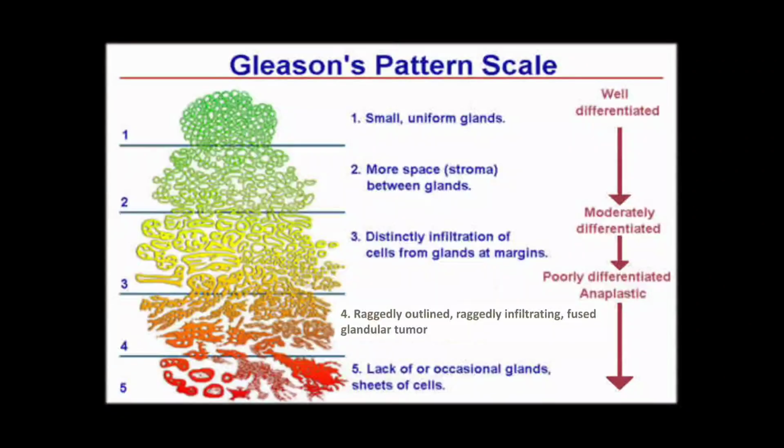So for example, these are the different morphological patterns. Like I told you, the most common morphological pattern is gland formation. So if there are small uniform glands, we give it a score of 1. If there is more space between these glands, the glands are more widely spaced, then we give it a score of 2. If there is infiltration of the cells from the glands at the margins, we give it a score of 3. Then if there are raggedly outlined and infiltrating fused glands, then we give it a score of 4, and if there is mostly solid growth, we give it a score of 5.